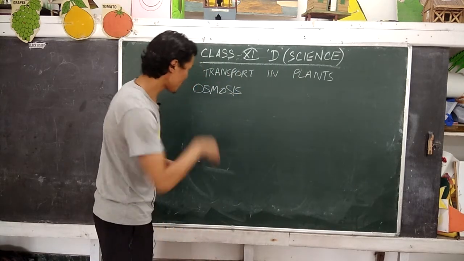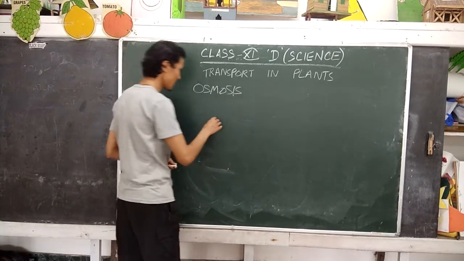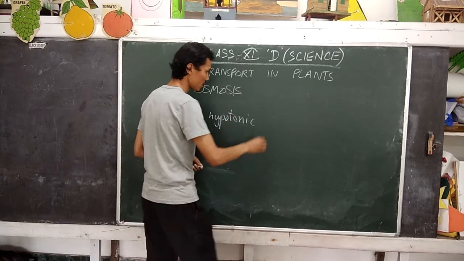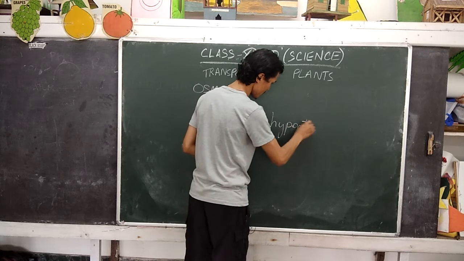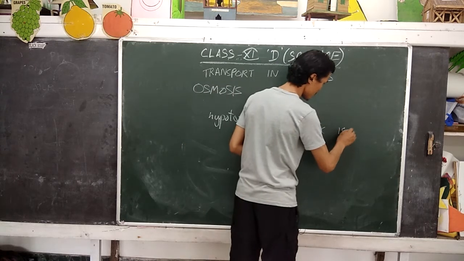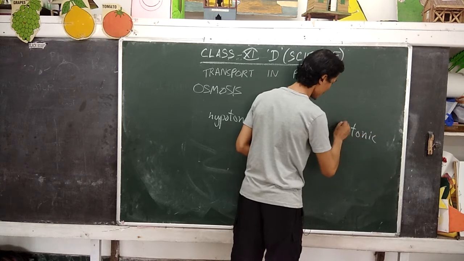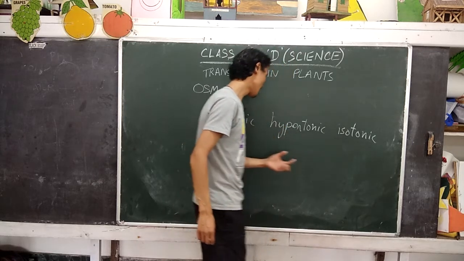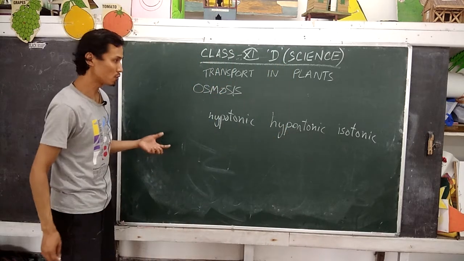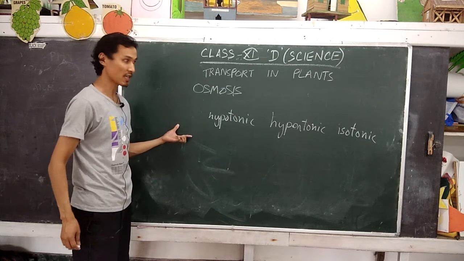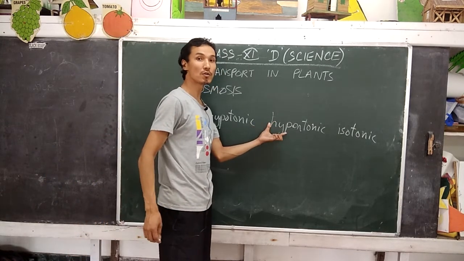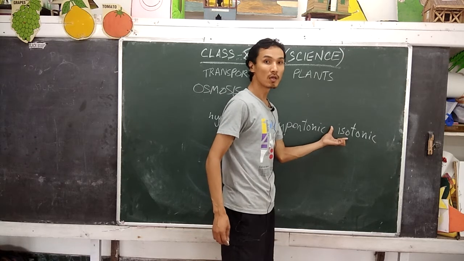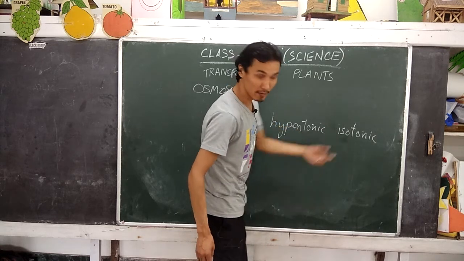So regarding osmosis, you have to keep a few things in mind, like let's say there are 3 solutions: hypotonic, hypertonic and isotonic solutions. Hypotonic solution means a solution whose concentration is less than that of the cell sap. Hypertonic means a solution whose concentration is more than that of the cell sap. Isotonic means a solution whose concentration is same as that of the cell sap.